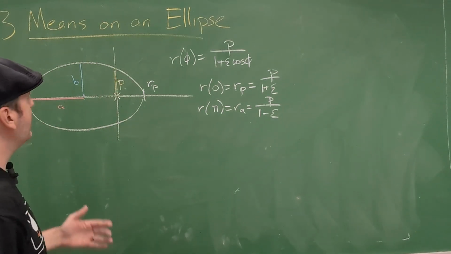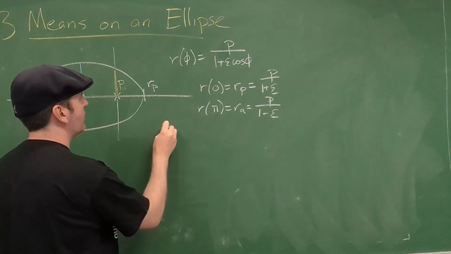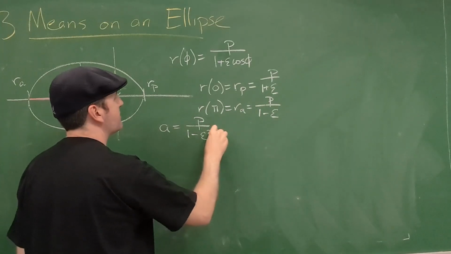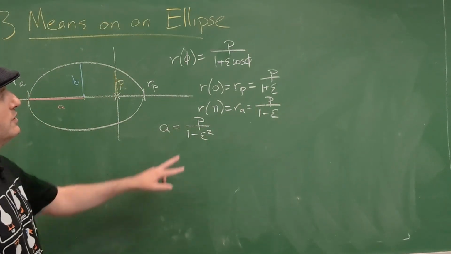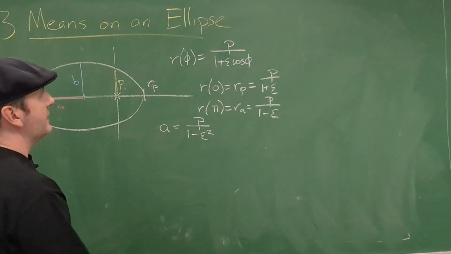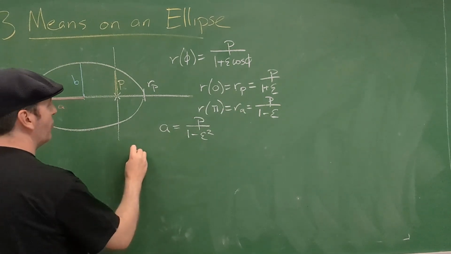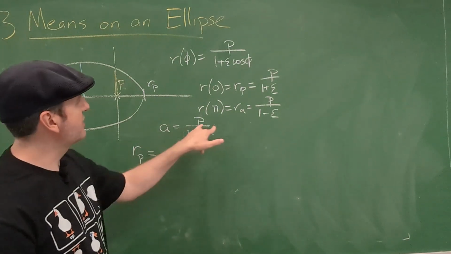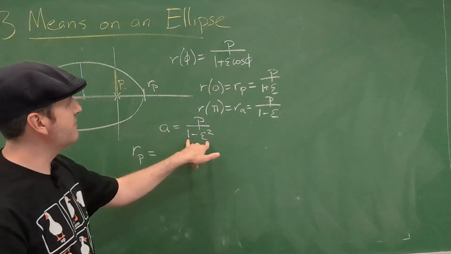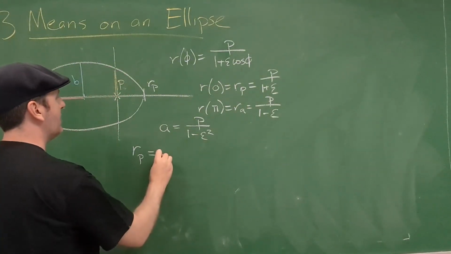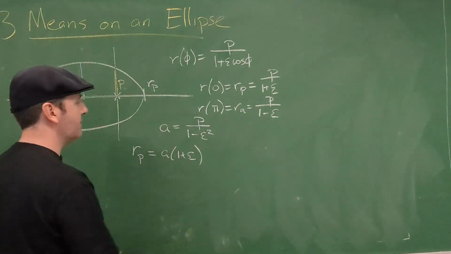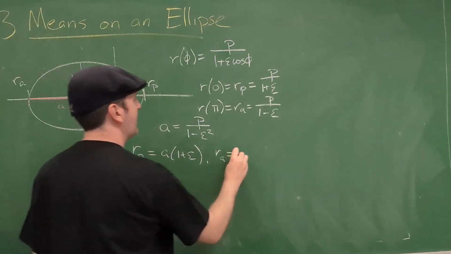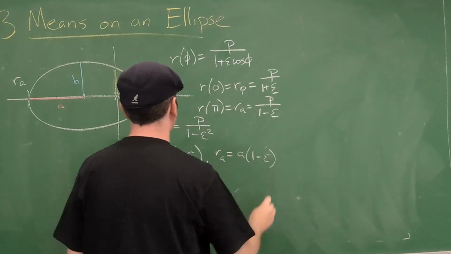Now recall that we did have a relationship we've derived earlier, which is that A, the semi-major axis, is P over 1 minus epsilon squared. So rewriting these in terms of these P's, we can find that RP, well, let's see, if I swap out what P is here, I'll have a 1 minus epsilon squared over a 1 minus epsilon. That's going to be A times 1 plus epsilon. And then RA, by a similar argument, is going to be A times 1 minus epsilon.